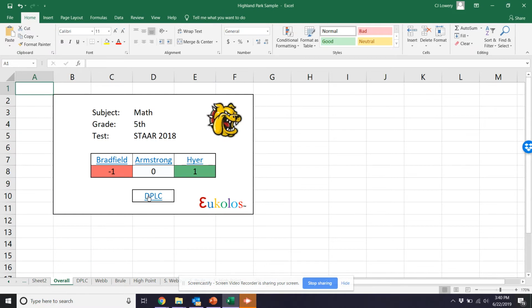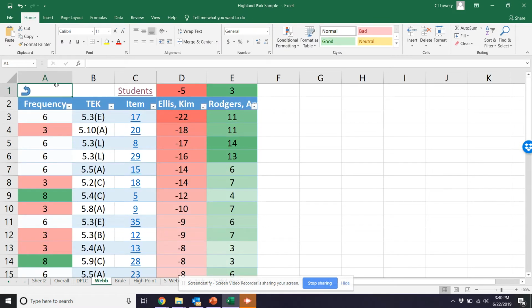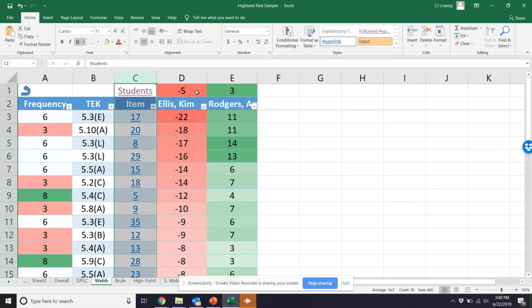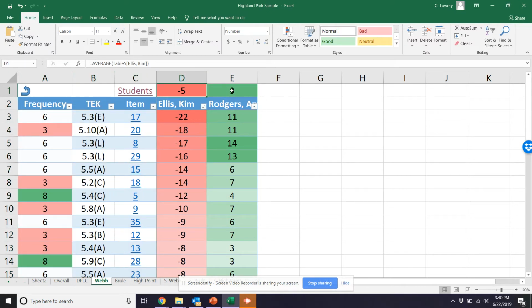But if we come back to this screen, I just clicked the little back button. Bradfield, let's dive into them, because if you're a math curriculum specialist, this is where you'd probably want to spend some time and see where it's going. You'll notice same columns, but the teacher, Miss Ellis, is above her, Miss Rogers is above her, so Miss Ellis is overall a -5. So it wasn't the whole team, it's really kind of Miss Rogers that's bringing this team down. And as you can see, there's probably not great PLC going on here.